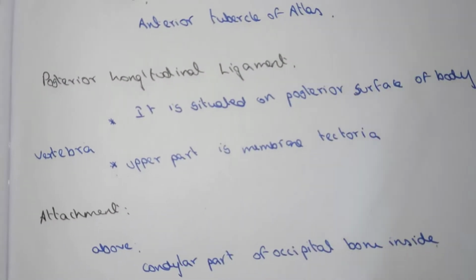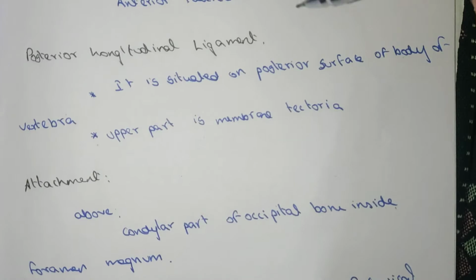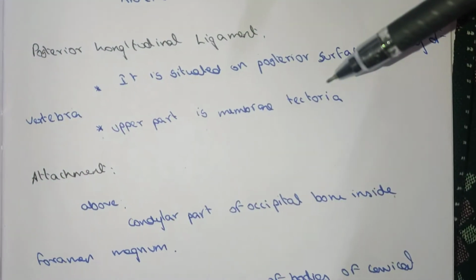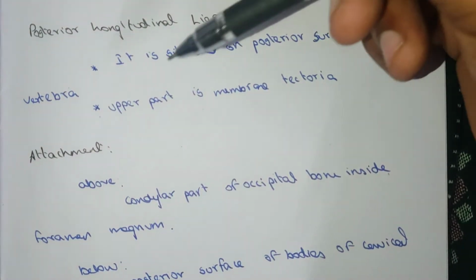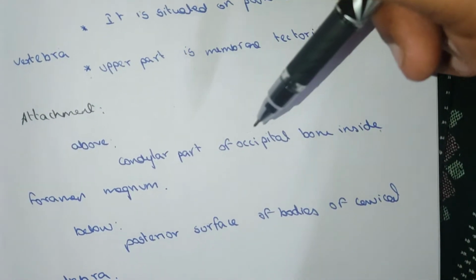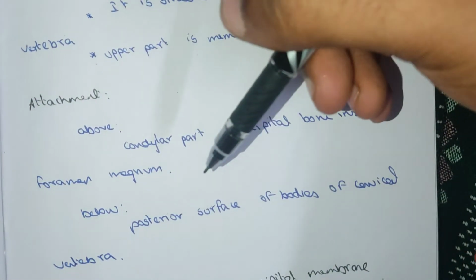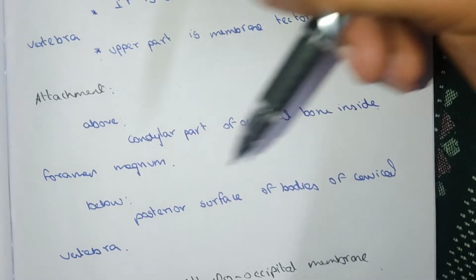Now we will see the posterior longitudinal ligament. It is situated on the posterior surface of the vertebrae. The upper part is the membrana tectoria. Attachment above is by the condylar part of the occipital bone, inside the foramen magnum. Below it is by the posterior surface of the bodies of the cervical vertebrae.